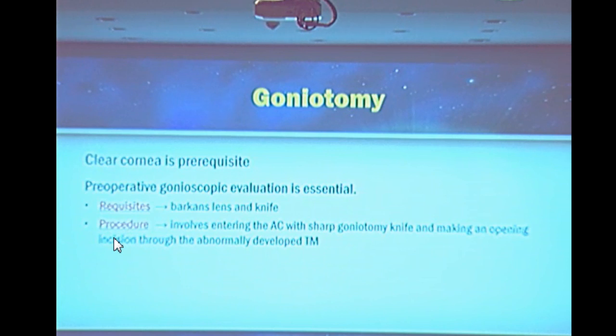Preoperative gonioscopy evaluation is essential, of course, as I mentioned, and you need a lens, not necessarily Barkan's. There are many lenses, and there are many knives also. You can use them, even you can use a needle. And the procedure involves entering the anterior chamber and incising about 120 degrees of the trabecular meshwork in the anterior chamber angle.